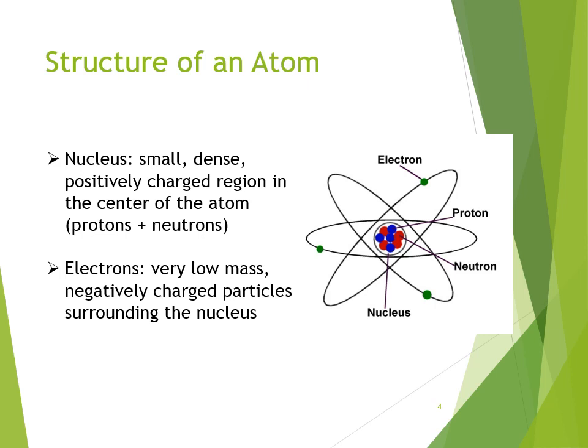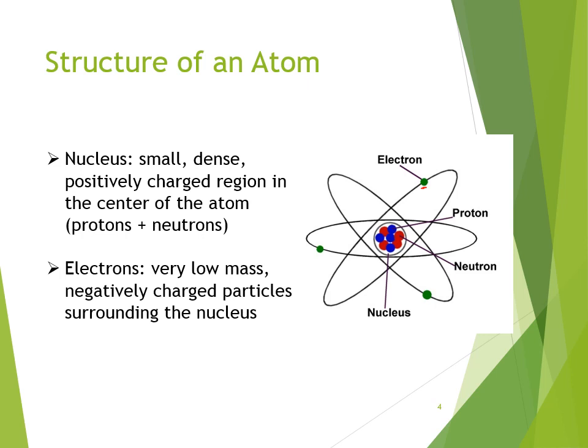Let's look a little closer at the structure of an atom. We know now that it's made up of protons, neutrons, and electrons, but where are those subatomic particles located? You can see in this representation of an atom, we have electrons being the green dots, orbiting around, following different paths. We have protons and neutrons in the center. Those are the red and blue spheres that you see in the center of that representation. The protons and neutrons are actually in that center, and that center is called the nucleus.